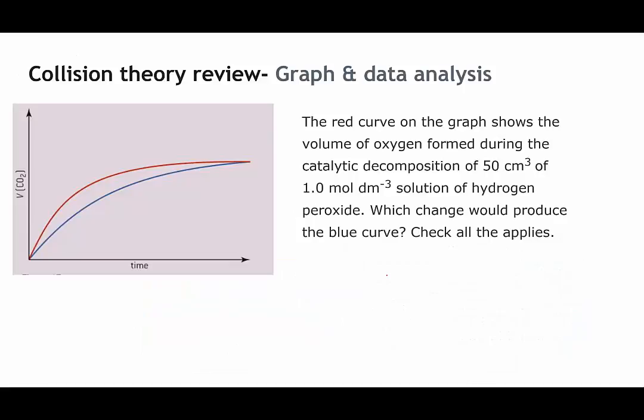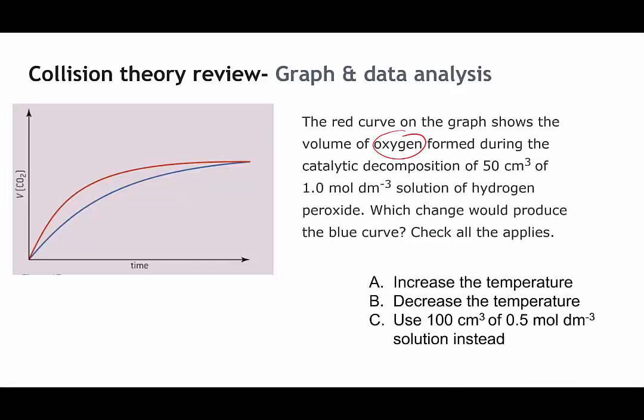Okay, now let's take a look at one quick example. The red curve on the graph shows the volume of oxygen formed during the catalytic decomposition of 50 cubic centimeter of 1 mole per liter solution of hydrogen peroxide. Which change will produce the blue curve? Check all that apply. So I have several different ones. I have increasing the temperature or decreasing the temperature. Use 100 cubic centimeter of 0.5 moles per liter solution instead, or use 50 cubic centimeter of 0.5 moles per liter solution instead. So pause the video for a second.